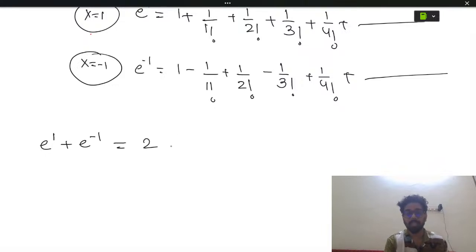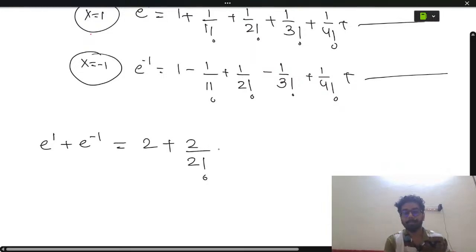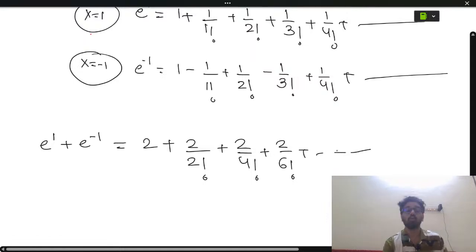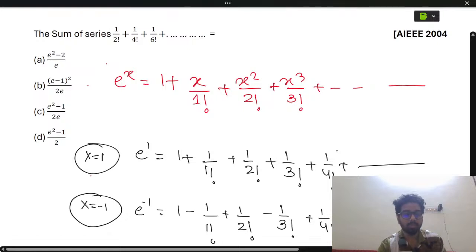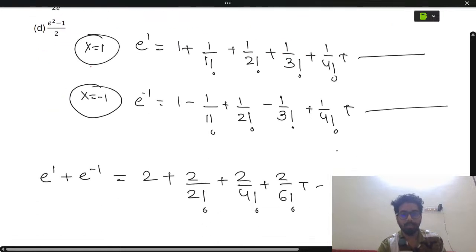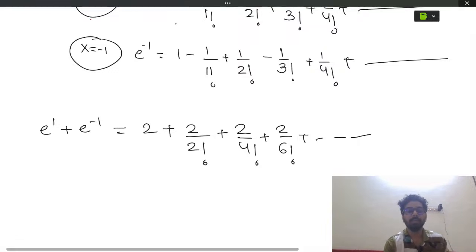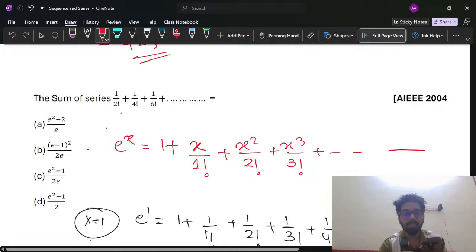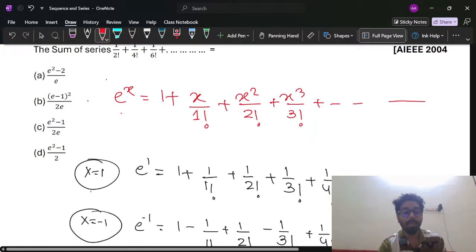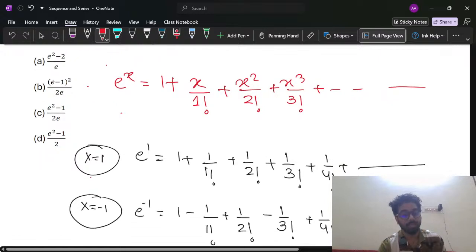1 minus 1 is cancelled out, plus 2 upon 2 factorial, plus 2 upon 4 factorial, plus 2 upon 6 factorial, and so on. Okay guys, but they were asking us to subtract. Let's check. What they are asking is the sum of this series: 1 by 2 factorial, 1 by 4 factorial, 1 by 6 factorial.